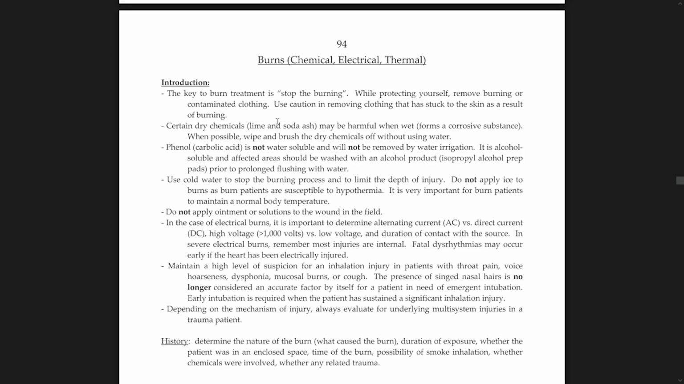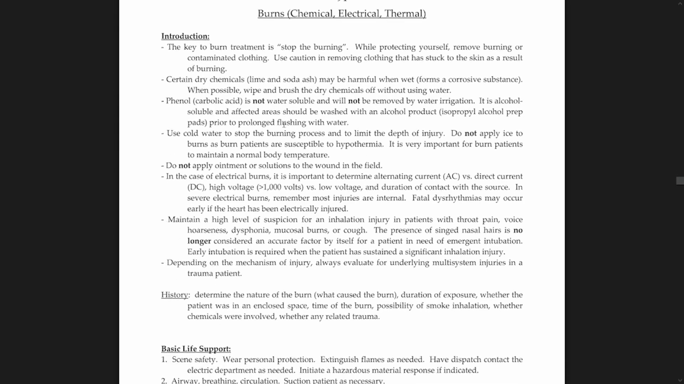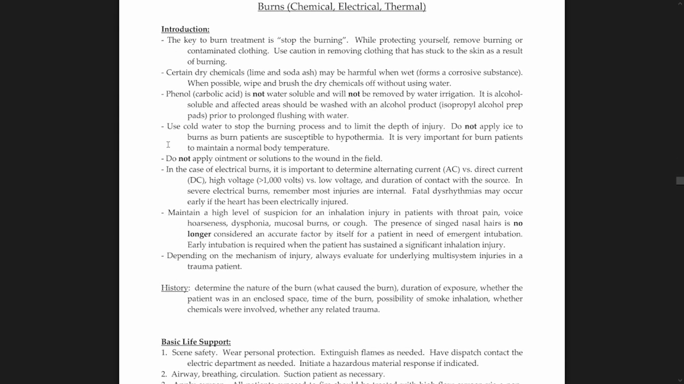Phenol or carbolic acid is not water soluble and will not be removed by water irrigation. It is alcohol soluble, and affected areas should be washed with an alcohol product such as an isopropyl alcohol prep pad prior to prolonged flushing with water. Use cold water to stop the burning process and to limit the depth of injury. Do not apply ice to burns, as burn patients are susceptible to hypothermia. It is very important for burn patients to maintain a normal body temperature. Do not apply ointment or solutions to the wound in the field.